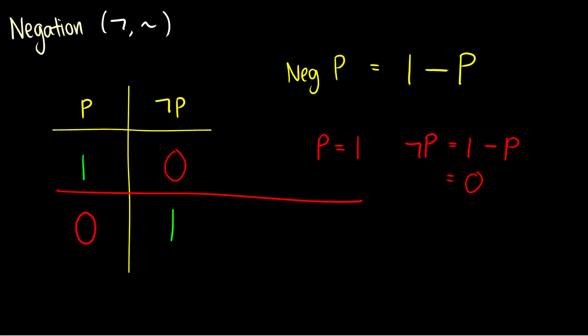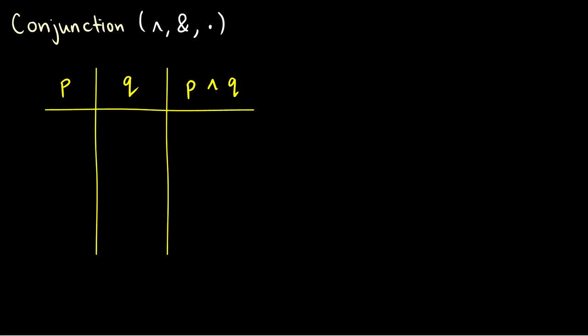Let's take a look at connectives that involve more than one statement. So for example, conjunction. And you will see either the caret, the and symbol, or the dot for conjunction. I will always use the caret because it's typically used in most discrete math texts. Okay, so here, conjunction, it takes two statements and combines them.